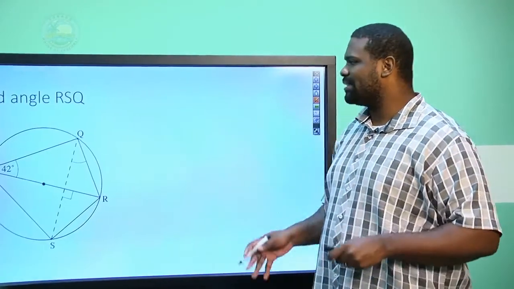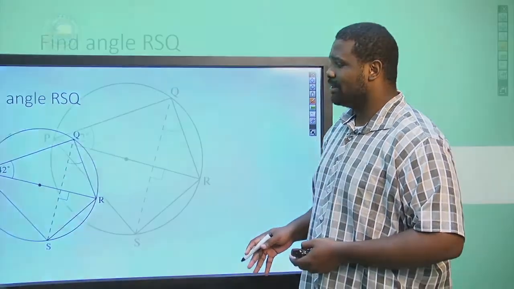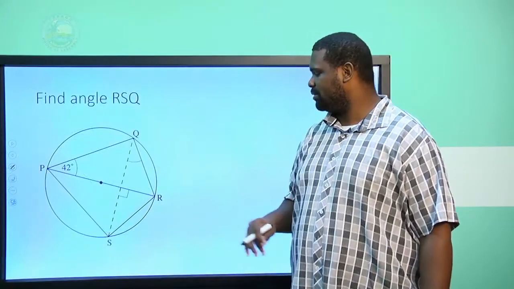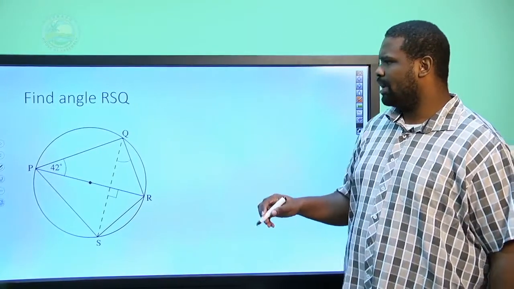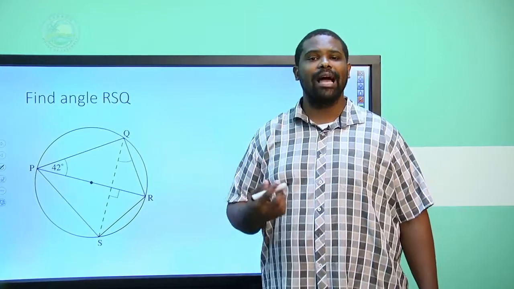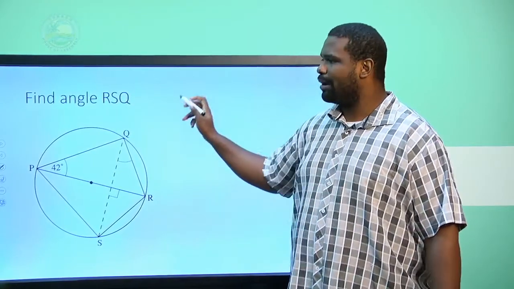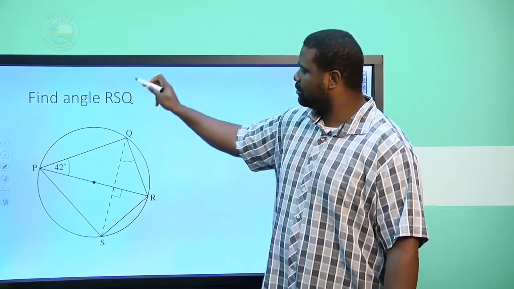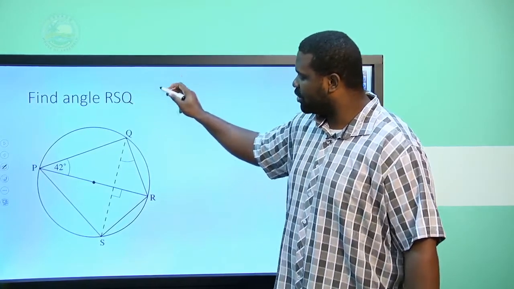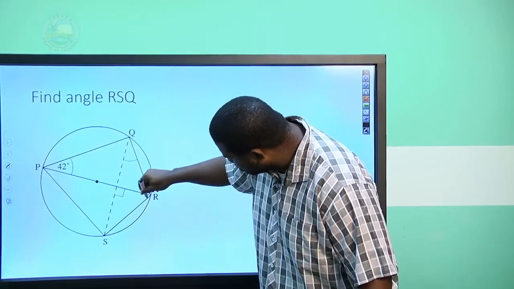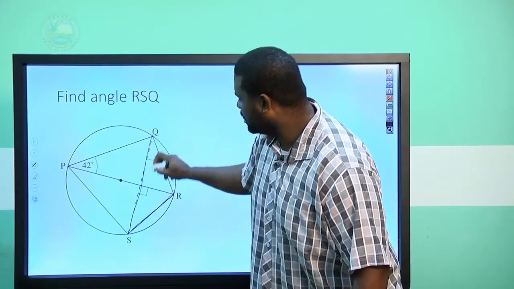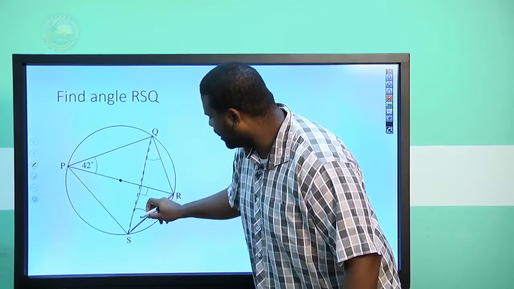And now let's look at this particular example. Now this particular example seems a bit difficult because they're asking us for RSQ, the angle RSQ. And again, how do we determine what angle that is? We start with the points and follow to make the angle. So we're going from R, then to S, then to Q. So R, S, Q means that the angle we want to find is this one.